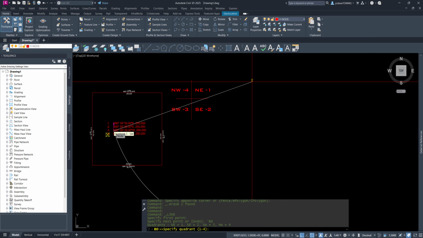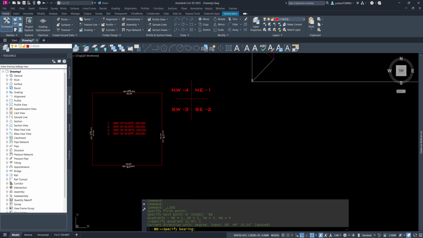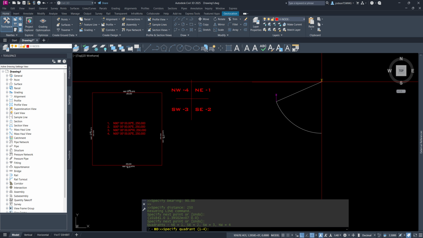Our first call is 90 degrees northeast. Our quadrant for northeast would be 1. Enter 1. Bearing will be 90.00. Enter 250 for the distance, and there's our first line.